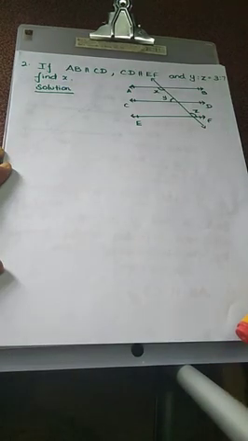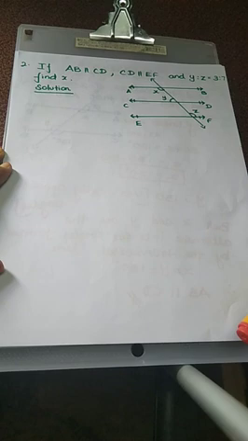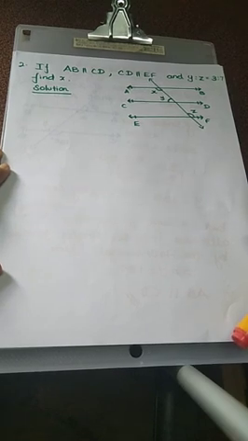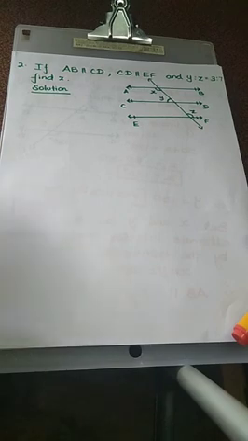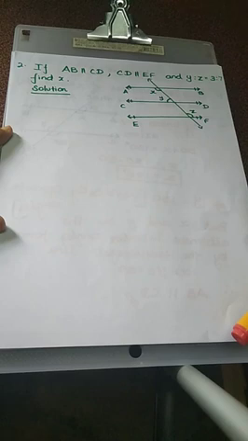Next problem. If AB is parallel to CD, CD is parallel to EF, and y is to z is equal to 3 is to 7, find x. One diagram is given. What is this actually? AB is parallel to CD and the line CD is parallel to EF. These are the given conditions. And another clue is given, that is y is to z is equal to 3 is to 7. We have to calculate the x value.